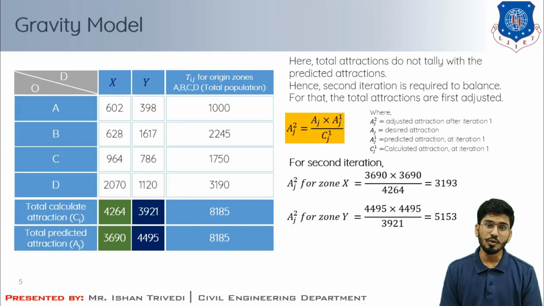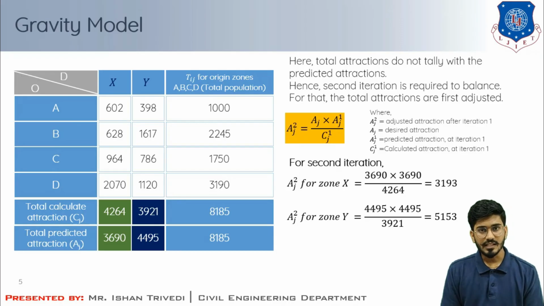So now our new adjusted attraction is 3193 for X zone and 5153 for Y zone. There is only one change: there is no change of travel time from A to X and A to Y.